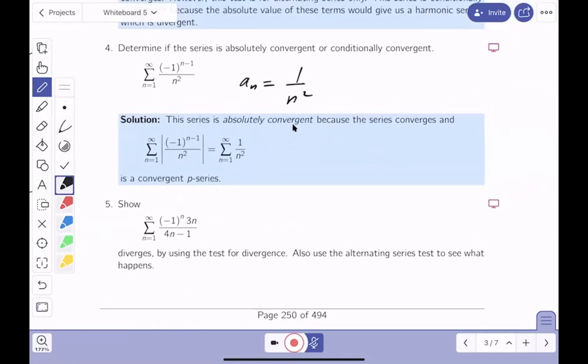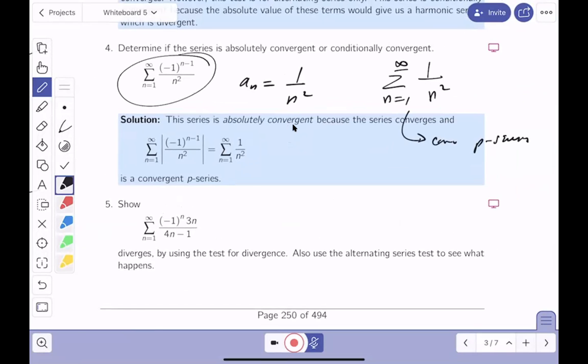Now let's look at the absolute value of that. And what do you get over there? You get this, which is probably something I should have done first. And what do I know about this? It's a convergent P series. So what about this over here? It's absolutely convergent. I really didn't need to do the AST test in that. So convergent P series, absolutely convergent.